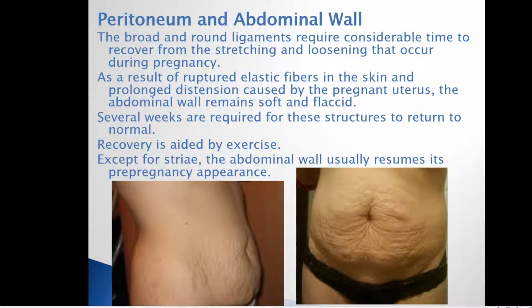Peritoneum and abdominal wall. The broad and round ligaments require considerable time to recover from the stretching and loosening that occur during pregnancy. As a result of ruptured elastic fibers in the skin and prolonged distension caused by the pregnant uterus, the abdominal wall remains soft and flaccid. Several weeks are required for these structures to return to normal. Recovery is aided by exercise. Except for striae, the abdominal wall usually resumes its pre-pregnancy appearance.